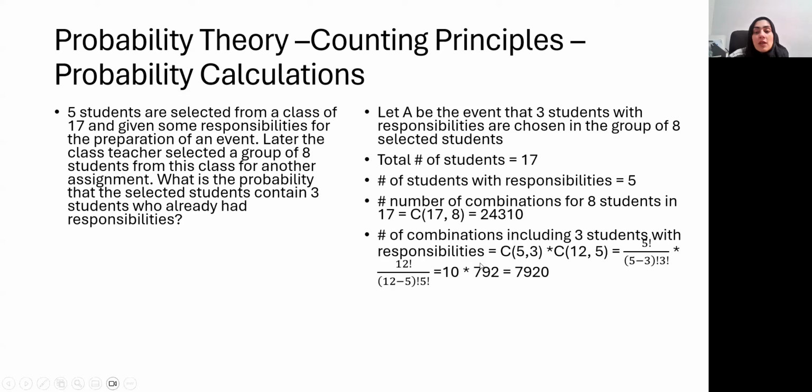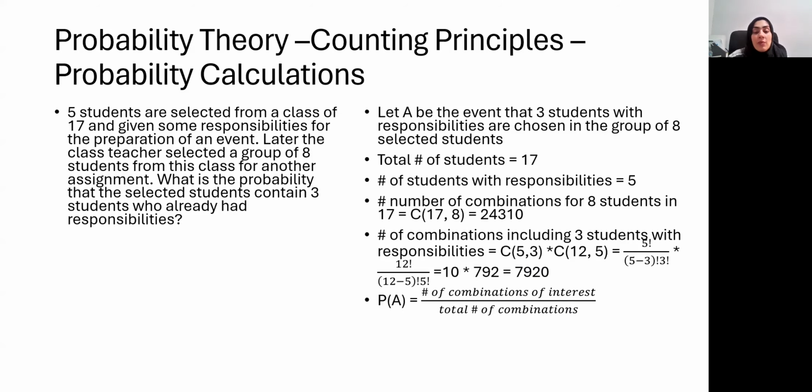So first we calculate this thing, which is 5 factorial over (5 minus 3) factorial times 3 factorial. And then we can calculate this, which is again this. So we have 10 from the first combination and 792 from the second combination. And for every arrangement of the first combination, we have this many possible arrangements for the second selection from the second subgroup. So we multiply them together to get 7,920 such arrangements of 8 students which have 3 students who already had been given the responsibilities.